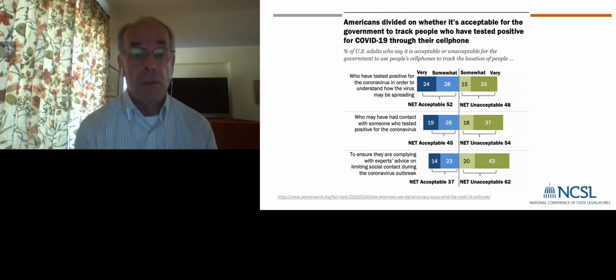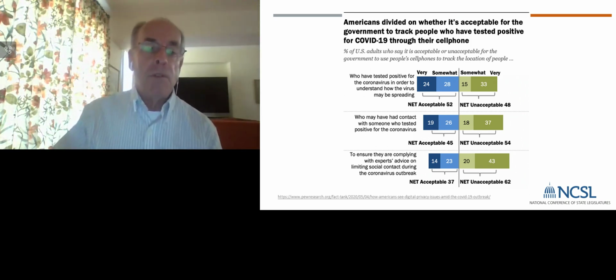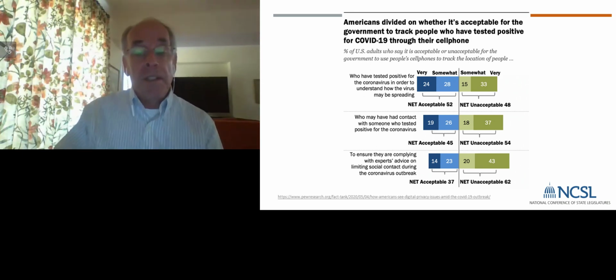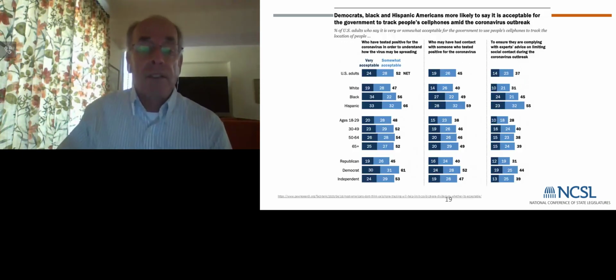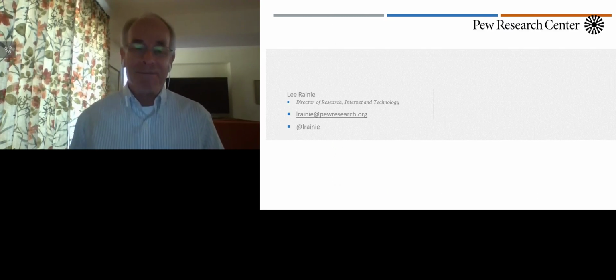And they're not at all comfortable, 62% to 37%, with using digital contact tracing to ensure that people are complying with expert advice to do social distancing and other protective measures. And you can see that different groups in this slide have different views. Hispanics are more likely to be open to data sharing and digital monitoring. And so that adds another complexity to the story. It's, again, not a uniform thing across the population that people are open to these sharing ideas. And with that, Jackie, I'm going to turn it back to you.